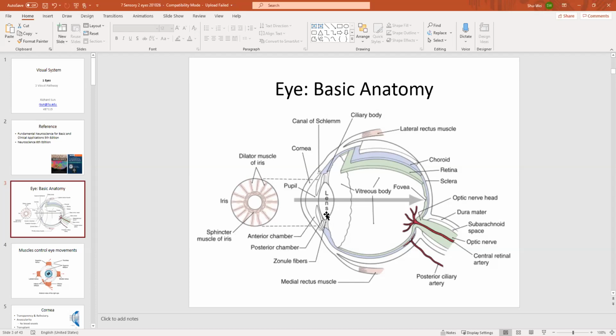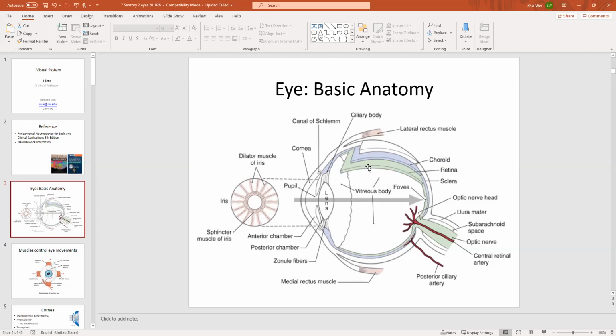So that's that. What else? Here we have the anterior chamber and posterior chamber. We will spend some time talking about this one here. The cornea, and also, you like muscle, I like muscle too. So here is another muscle, the lateral and medial muscle. This is called the rectus muscle, and this muscle controls the eye movement.